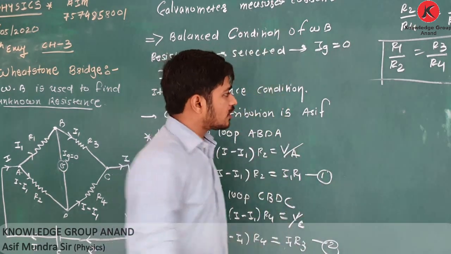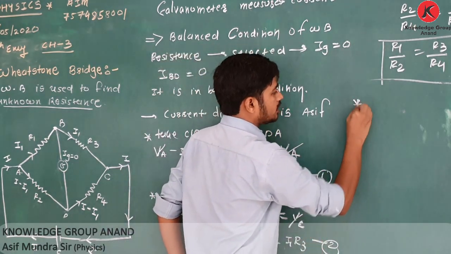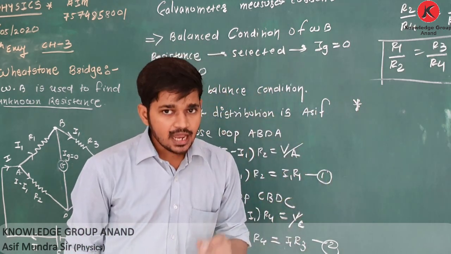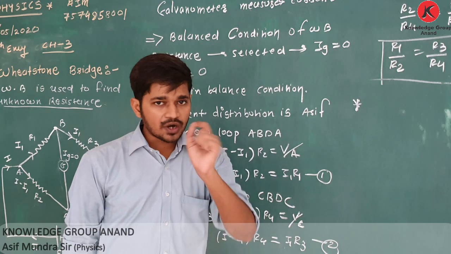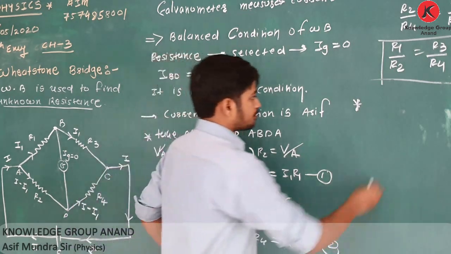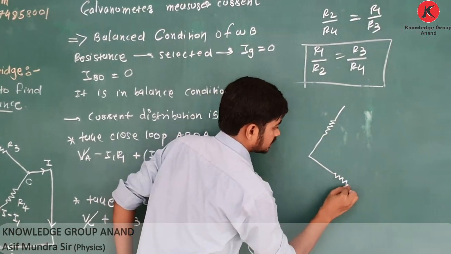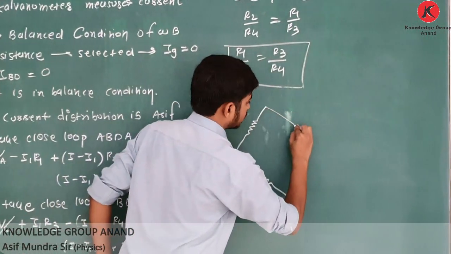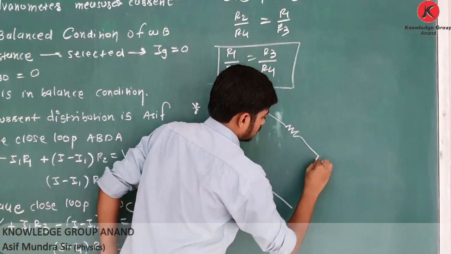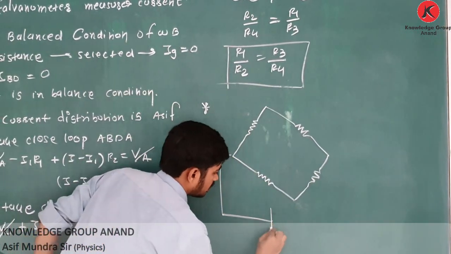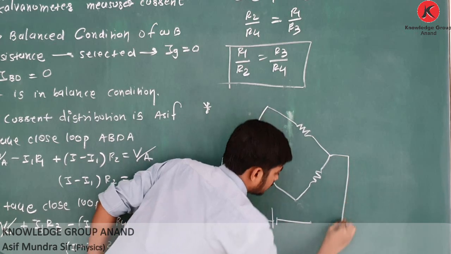We will take one example. I will draw another circuit having 5 resistors. What is a Wheatstone Bridge? See here. If I have one circuit like this, a cell is like this.